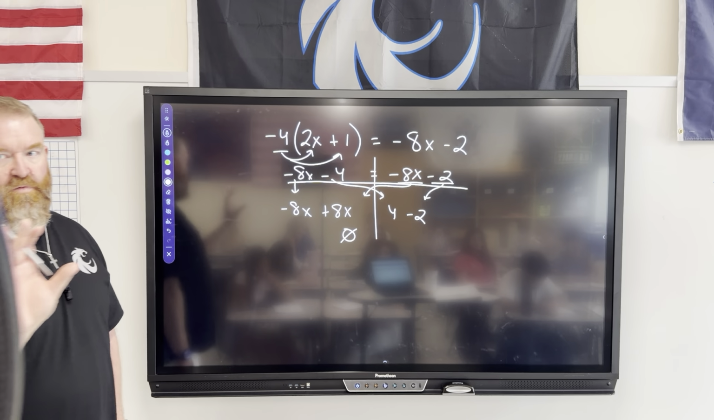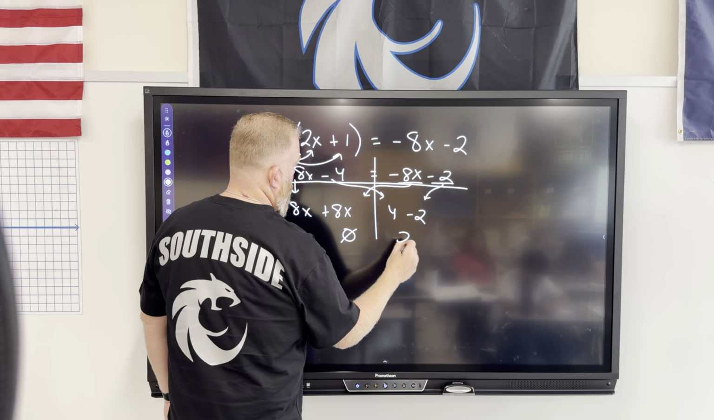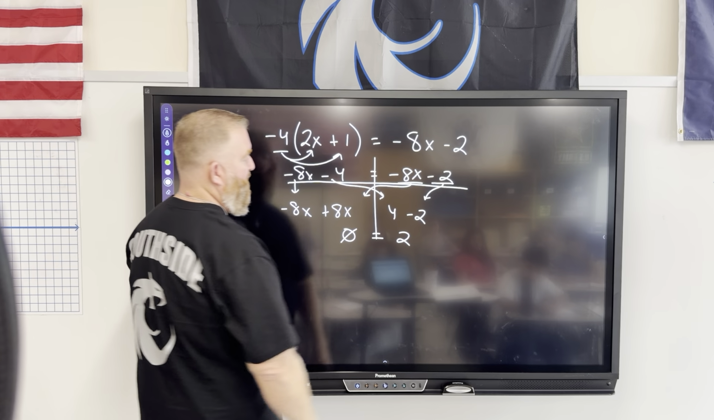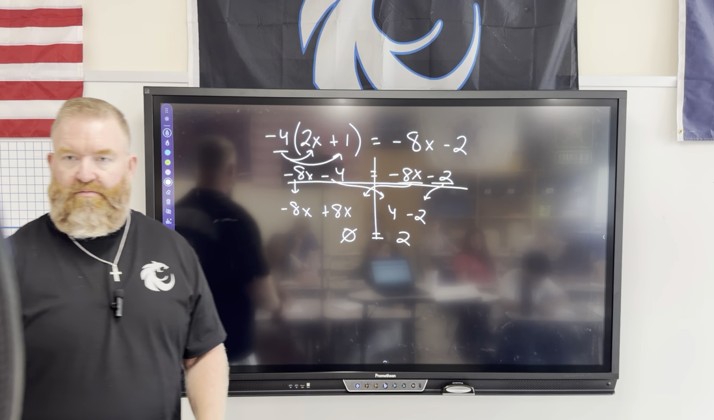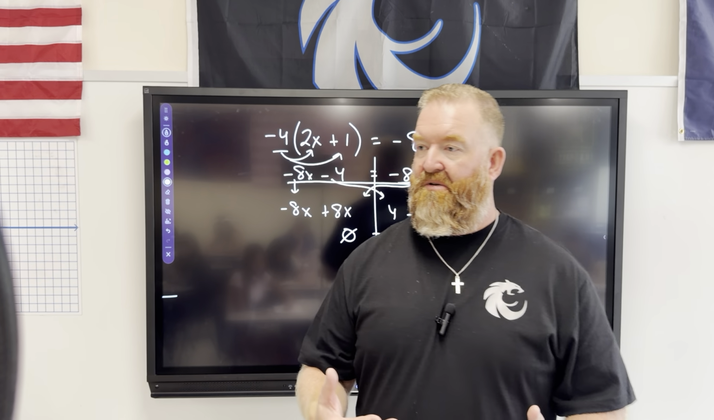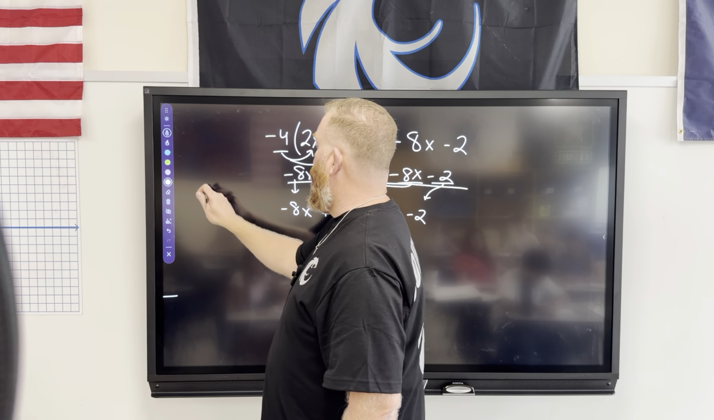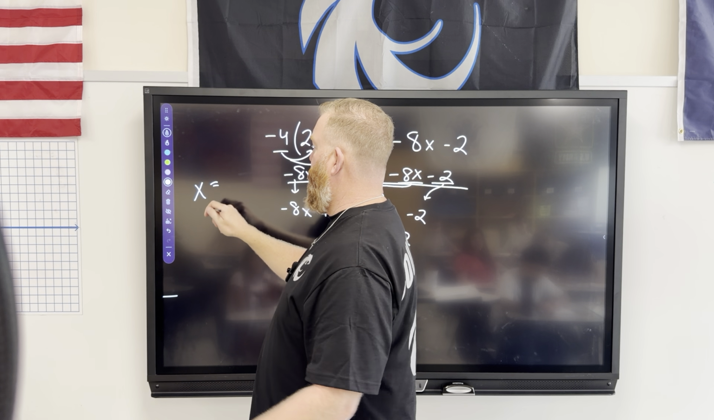Okay, so just stick with me for a second. What's 4 minus 2? 2. So I am left with 0 equals 2. Now, when we are solving the problems, what do we usually solve for? We usually try to get to this point. x equals, just give me a random number.